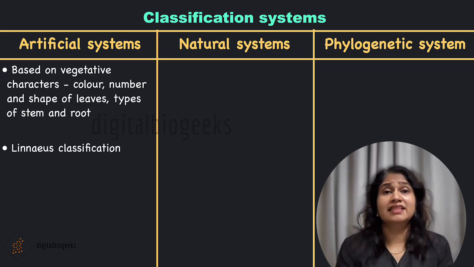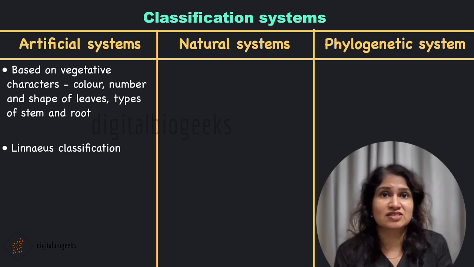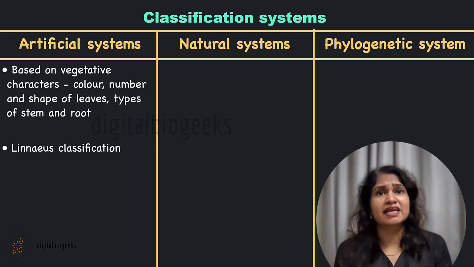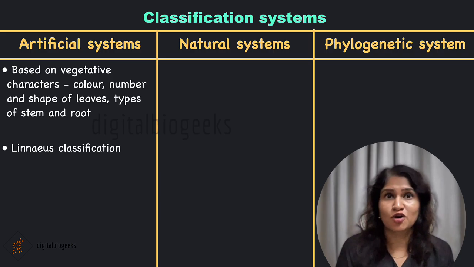Not only that, they gave equal importance to vegetative and sexual characteristics. That is not fair, right? The reason being, vegetative characters can change according to the environment. Hence, the classification can go wrong.